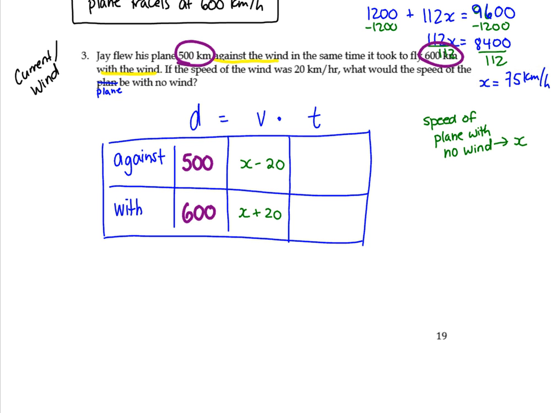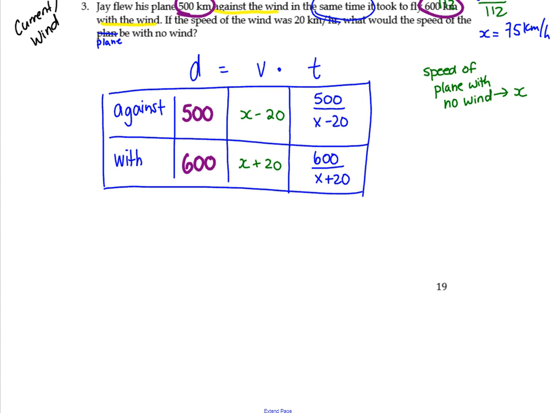Distance over velocity. So 500 divided by x minus 20, and then 600 divided by x plus 20. Now that we've made the expressions with time, we go back and find some information to relate those expressions. What do they tell me about the time in this problem? They're equal, the same time. So we take those two expressions and set them equal.